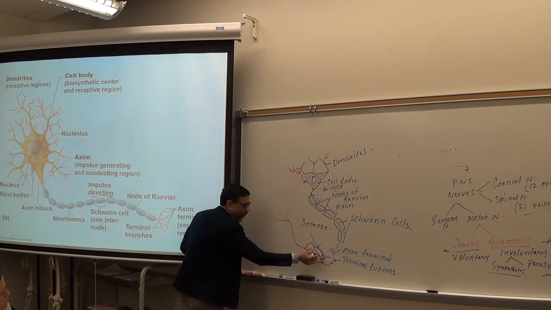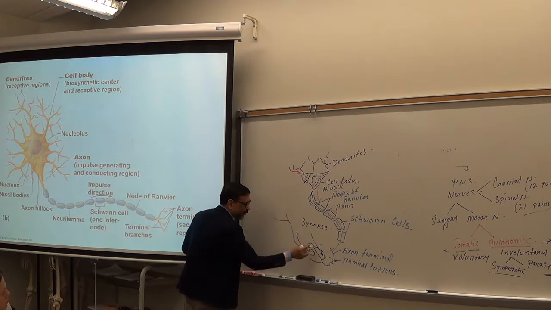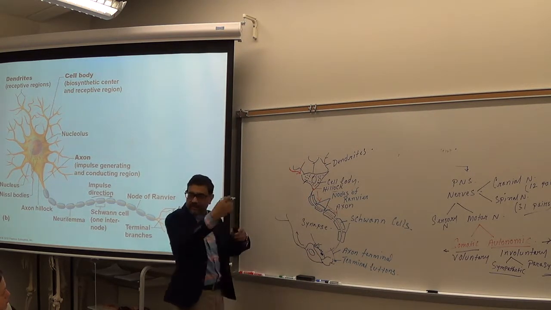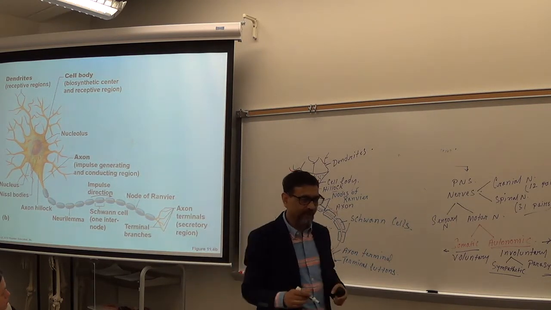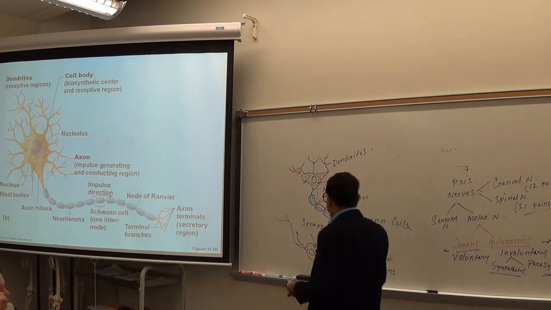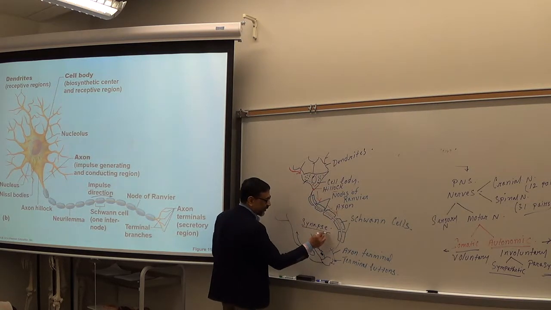And dendrites of the next neuron bring the signal in, because dendrites always bring the signal into the cell body, and then the signal gets out this way. Okay? So that's how the neurons are connected, right? And one neuron is giving a signal to the next neuron. Okay? And the area where they talk to each other is a synapse.